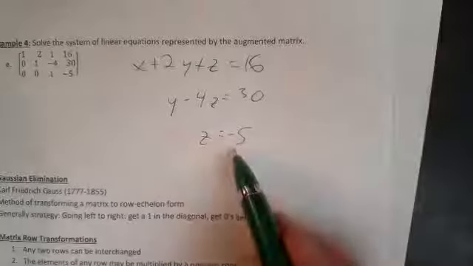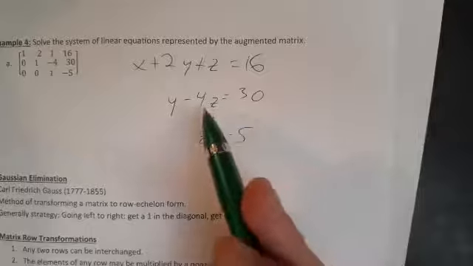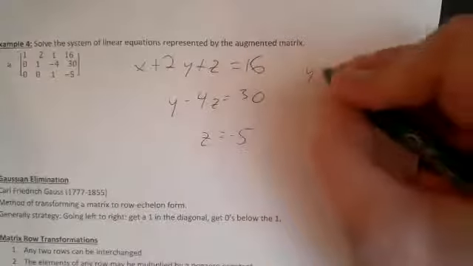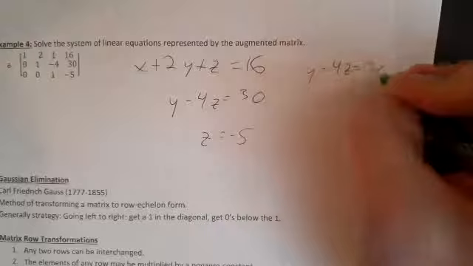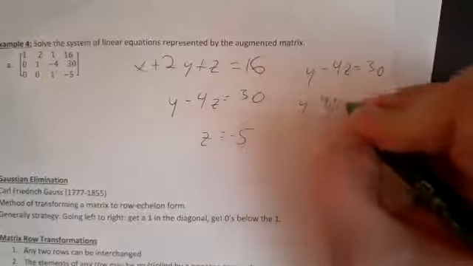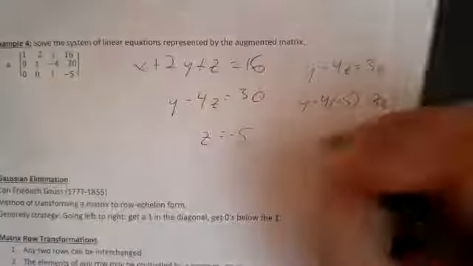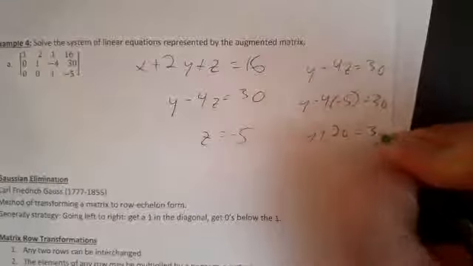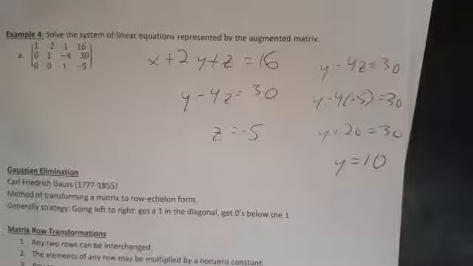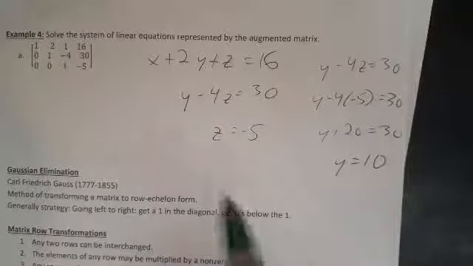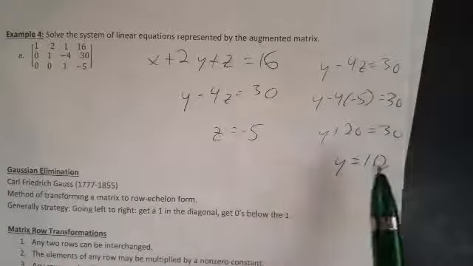And so if I have z, I can go plug it back into here. y minus 4z is equal to 30. So y minus 4 times minus 5 is equal to 30. y plus 20 is 30. I believe y is 10. So I have my z, I have my y.